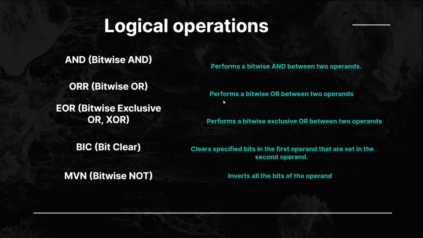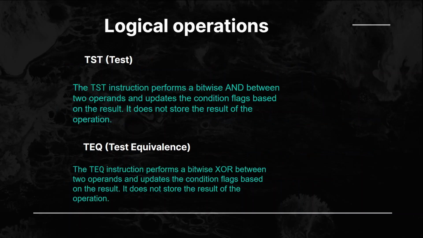Now, there are five operations that store the result into a destination register, while these two logical operations do not store the result into a destination register. Instead, they update the CPSR flags, which is the current program status register.